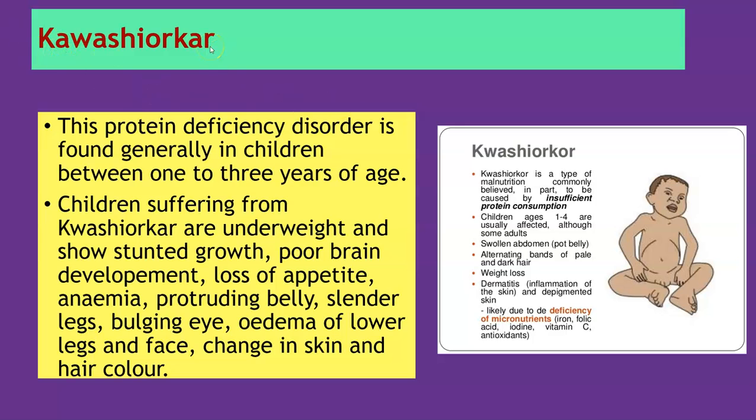So let's have a look at what is kwashiorkor. This protein deficiency disorder is found generally in children between 1 to 3 years of age. Children suffering from kwashiorkor are underweight and show stunted growth, poor brain development, loss of appetite, anemia, protruding belly. Here the image highlights these symptoms: slender legs, bulging eyes, edema of the lower legs and the face, that is swelling in the lower legs and the face, change in skin color and hair color.